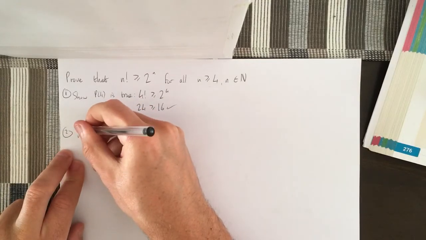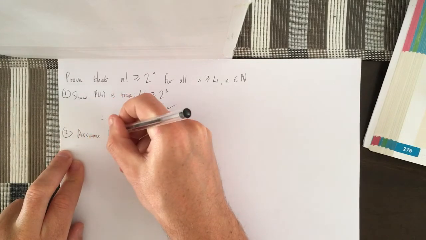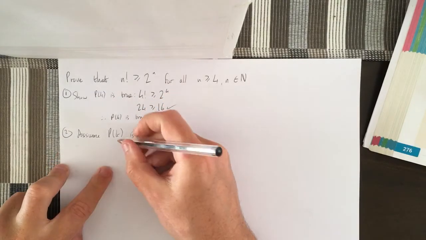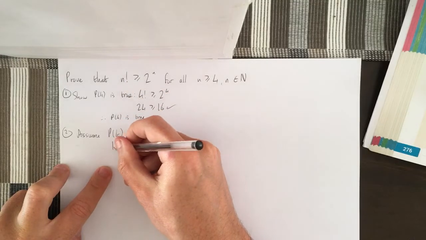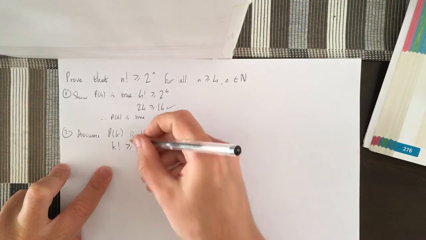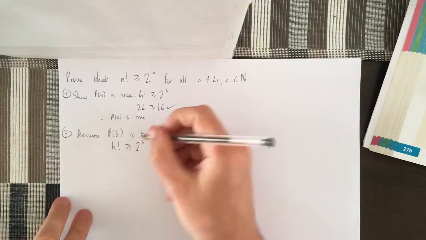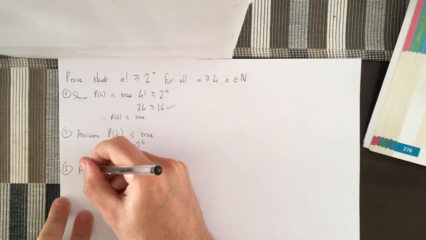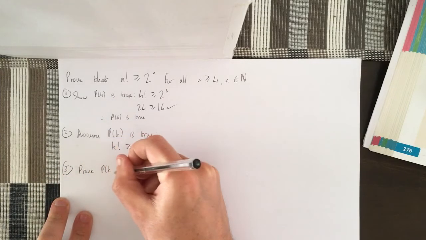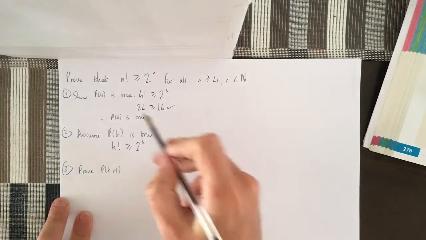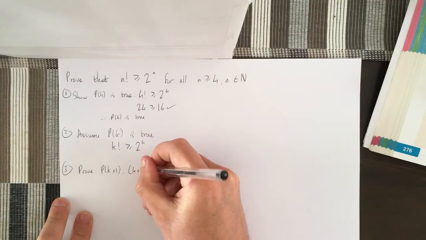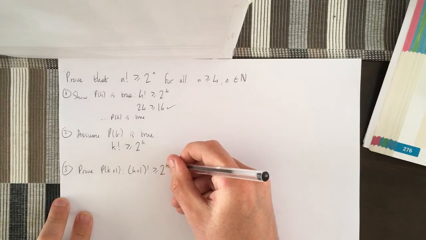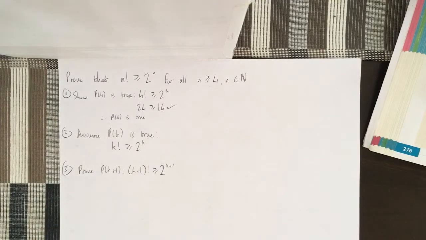Second one, assume PK is true. So PK would be K factorial is greater than or equal to 2 to the power of K. Step 3, prove P(K plus 1). So that would be K plus 1 factorial is greater than or equal to 2 to the power of K plus 1.